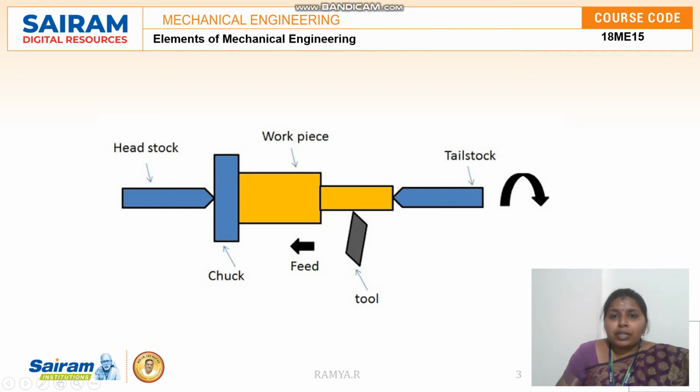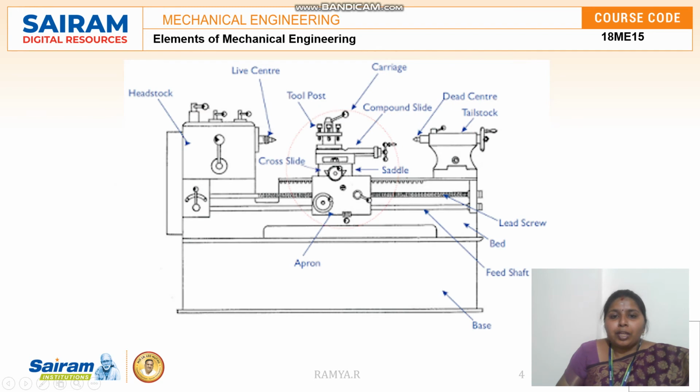Once after fixing the workpiece, the chuck key is removed and the tool is placed in the tool post, and the tool is brought near the workpiece and the machine is started. This is how the tool is fed. This is the direction of the feed, and the tool is moved against the workpiece. This arrow indicates the rotation of the workpiece. Here the workpiece will be rotating and the tool is kept constant, it is only moved against the workpiece. This is the overall structure of a lathe machine.